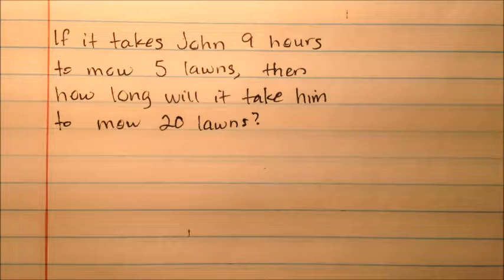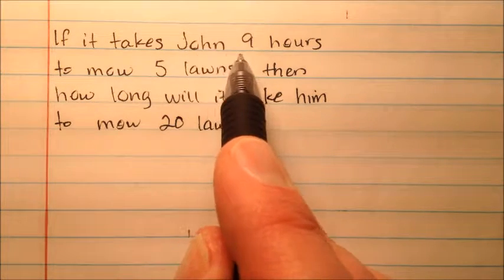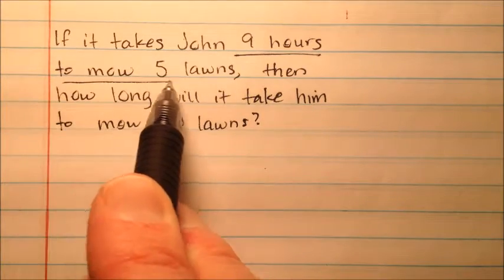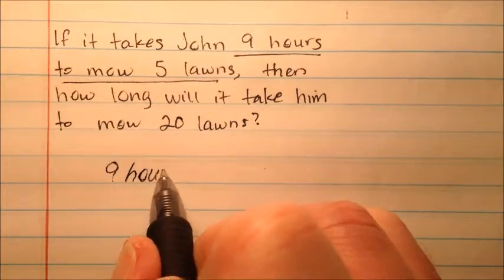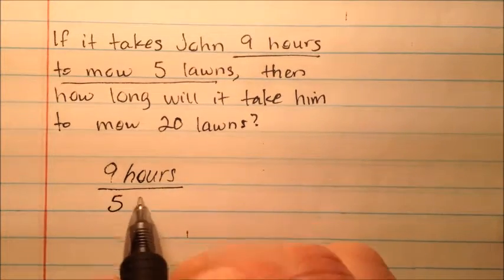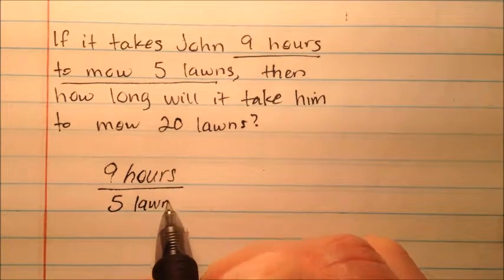In these examples, we're going to solve rate problems. In the first one it says, if it takes John 9 hours to mow 5 lawns, then how long will it take him to mow 20 lawns? So the first part of the sentence gives us a rate to work with, 9 hours to mow 5 lawns. So we could say 9 hours over 5 lawns.